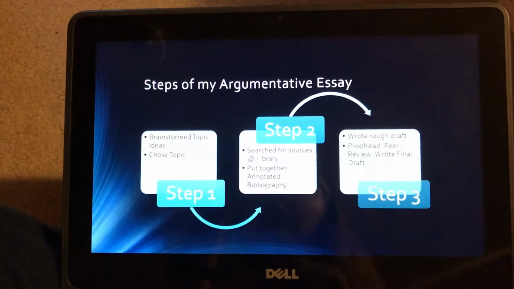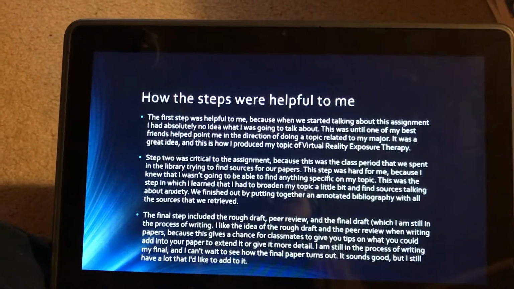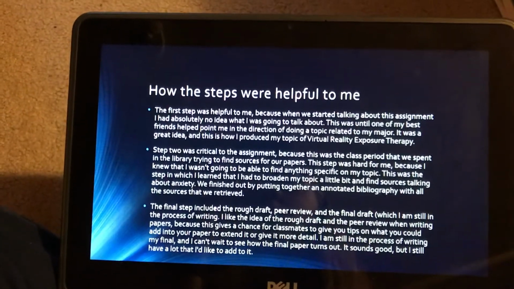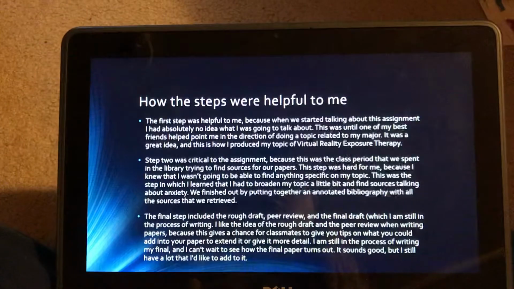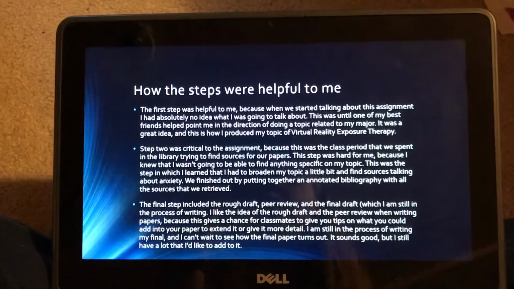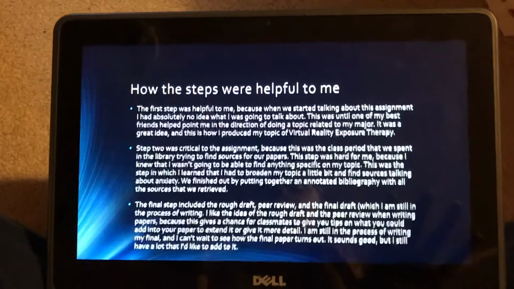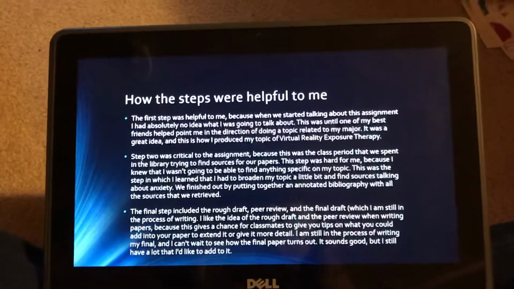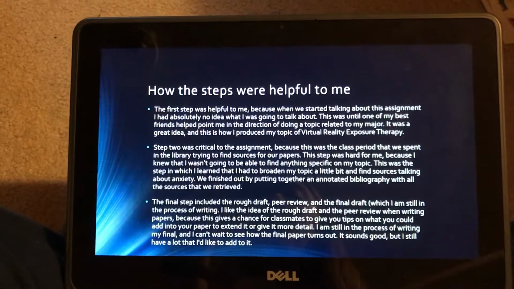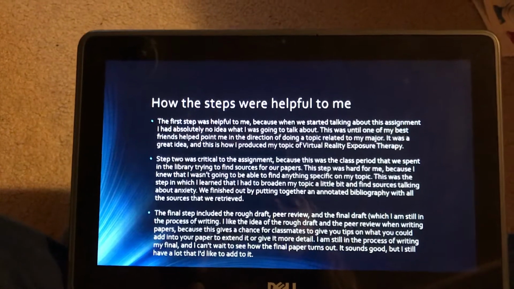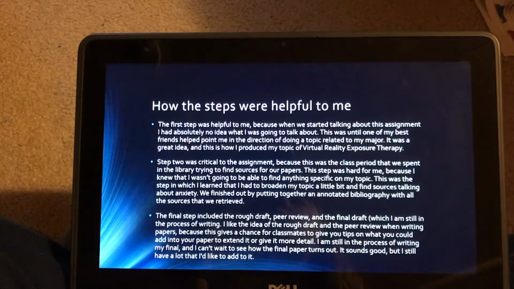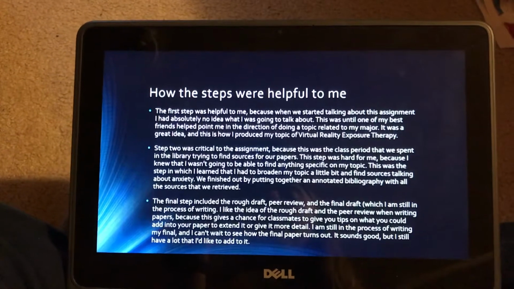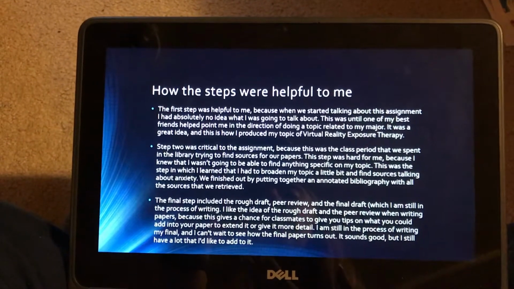So the steps of the argumentative essay were helpful to me because when we first began talking about the assignment, I had absolutely no idea what I was going to write about. And this was until one of my friends pointed me in the direction of trying to write something that's related to my major, and I thought that was a great idea, and so this is how I came up with my topic.